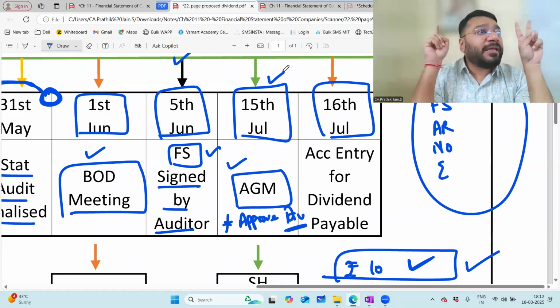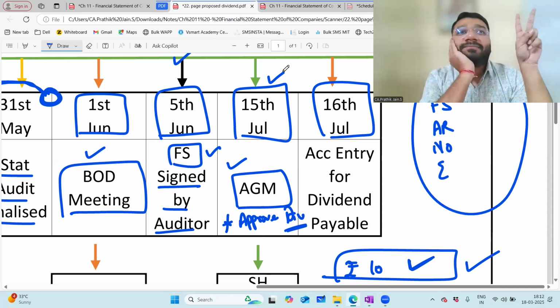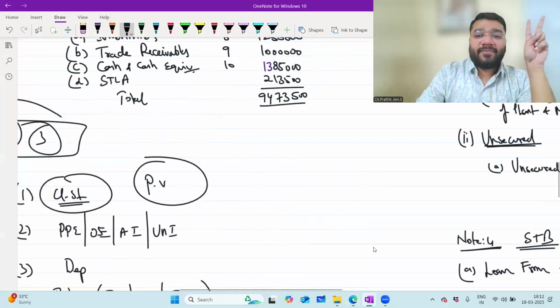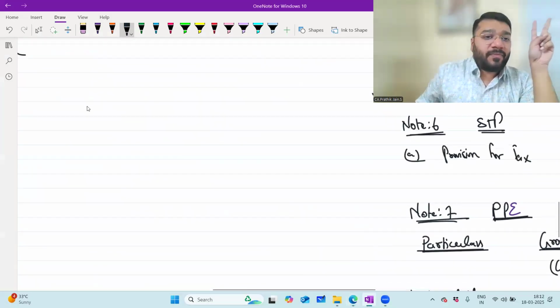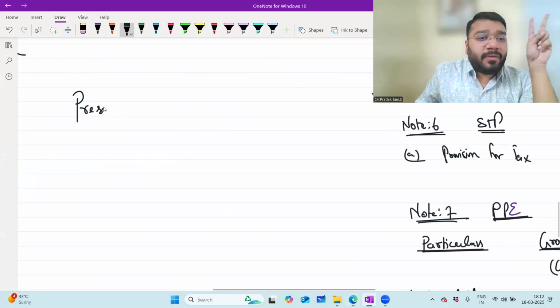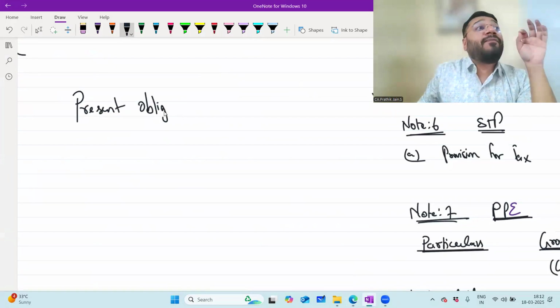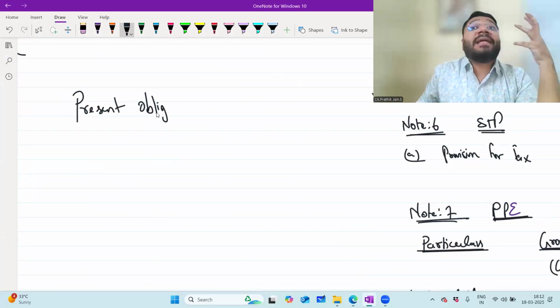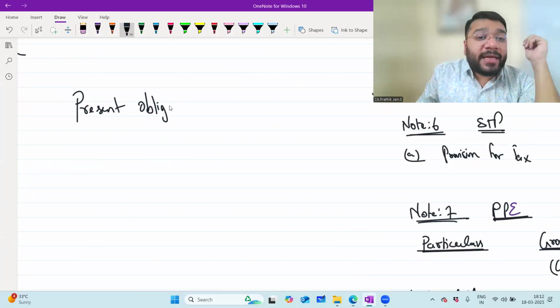Second condition of liability. To call something a liability, it should have three conditions. One is present obligation. Present obligation should be there. It means there should be a pressure of making the payment, a pressure of settling the amount. So there should be a present obligation. This we have studied in detail in the CA Foundation.